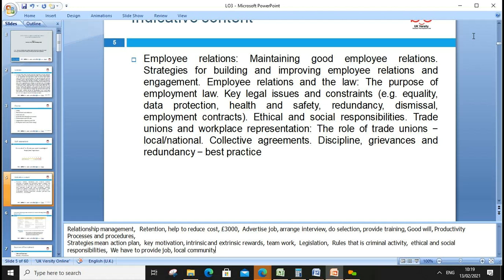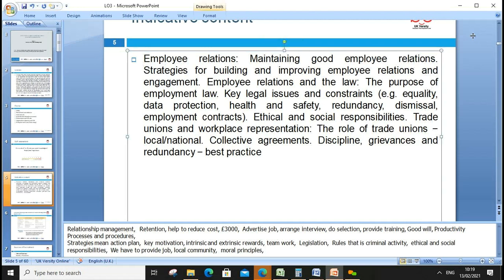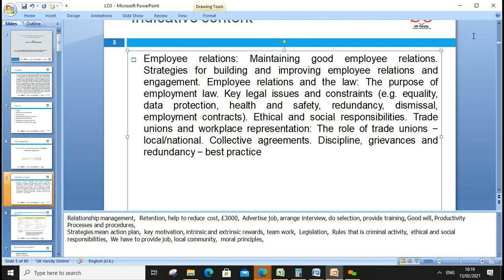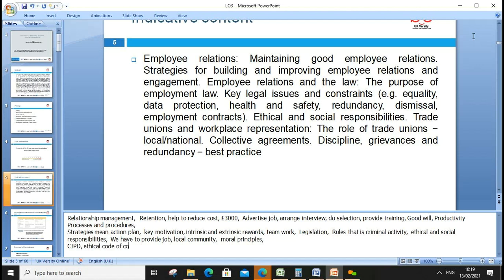We have to provide jobs to the local community first. Yes, that's another issue. If we can't find people in the local community, of course we can recruit wherever we think. So that's ethics. Ethics is moral principles we need to set, like we treat people the way we like to be treated. We discussed Tesco and Asda previously. So we need to think about moral principles.